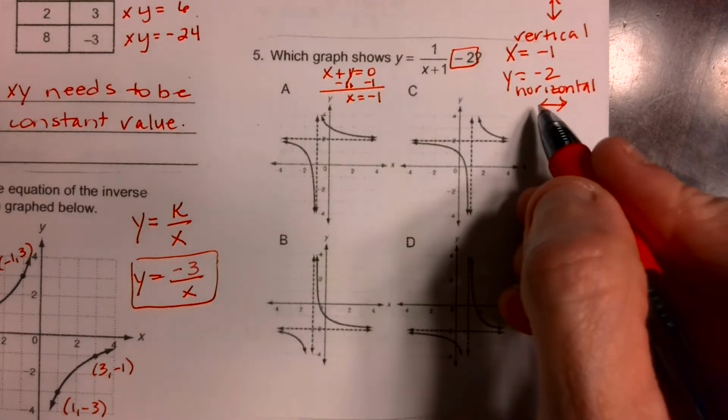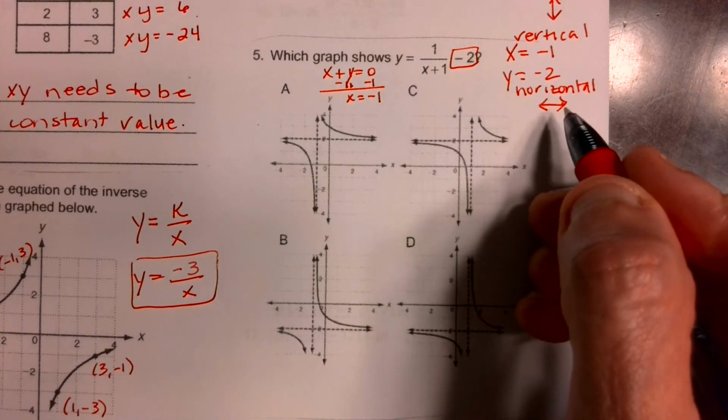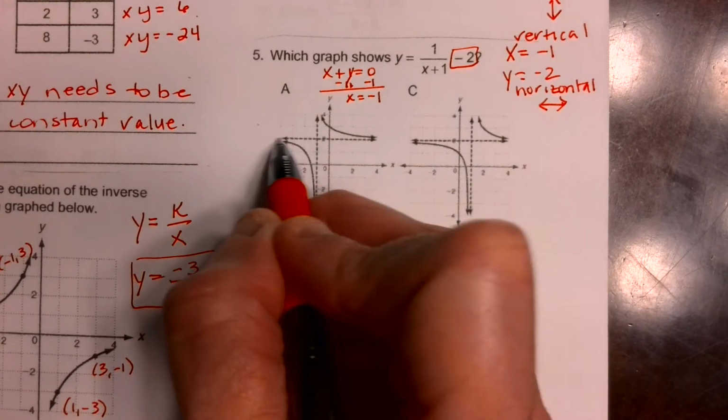So let's look at the y. It's negative 2. Okay. So at the horizontal line through negative 2, that leaves us with this one. That's going through at negative 2. This one's going through at positive 2.